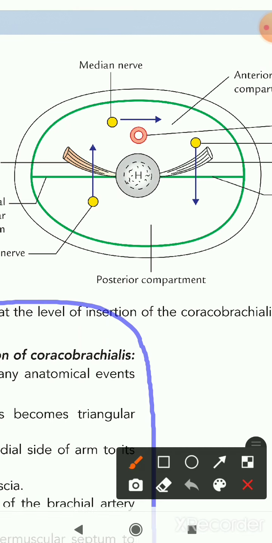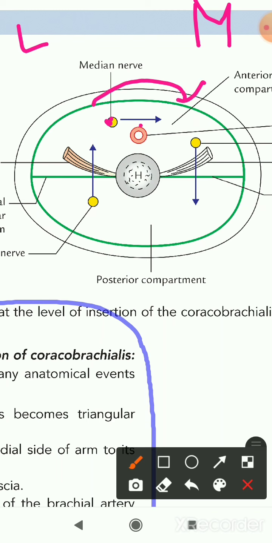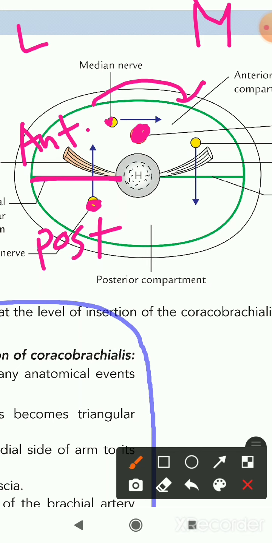So we can see the median nerve passes from the lateral side to the medial side in front of the brachial artery. Okay, then the radial nerve, this is the radial nerve. The radial nerve pierces the lateral intermuscular septum. This is the lateral intermuscular septum. It pierces the lateral intermuscular septum and moves from the posterior compartment to the anterior compartment.